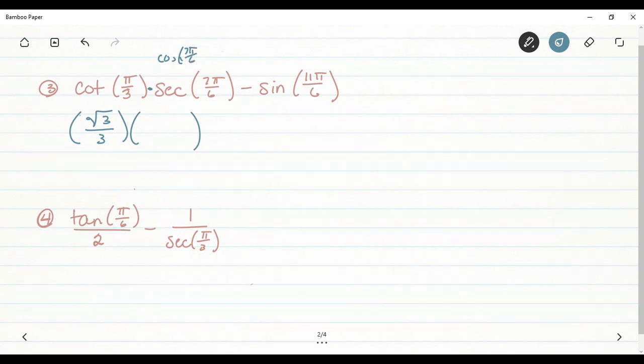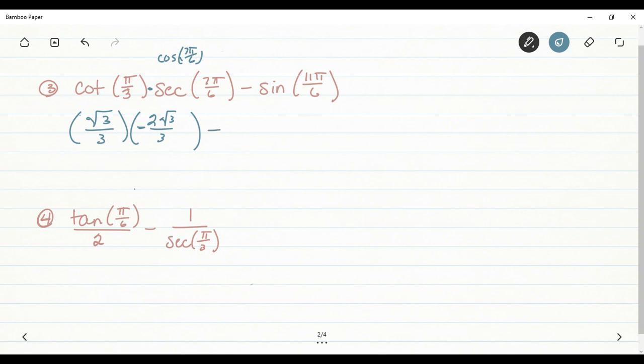of 7 pi over 6. If we evaluate cosine, we take the reciprocal. So we're in quadrant 3. Again, cosine is negative. Cosine is root 3 over 2. Therefore, this comes out to be negative 2 root 3 over 3.